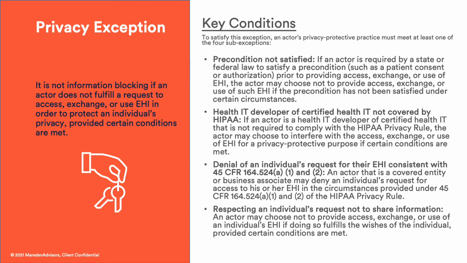164.524(a)(2) covers the unreviewable grounds under HIPAA, including what I just stated, and also an inmate's request to obtain a copy of PHI, an individual's access to PHI created or obtained in the course of research that includes treatment. Of course, a patient must have been informed of this at the time of signing up for the trial. An individual's access to PHI contained in records subject to permitted denials under the HIPAA privacy rule, and an individual's access to PHI obtained from someone other than a healthcare provider under a promise of confidentiality.